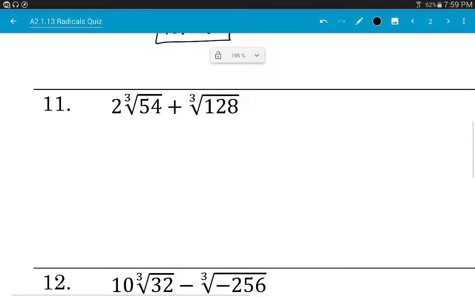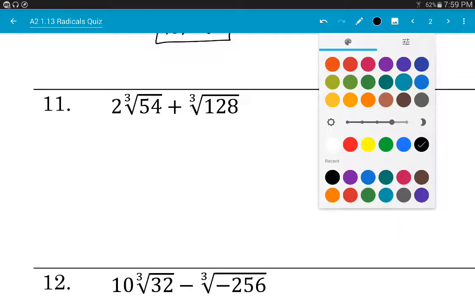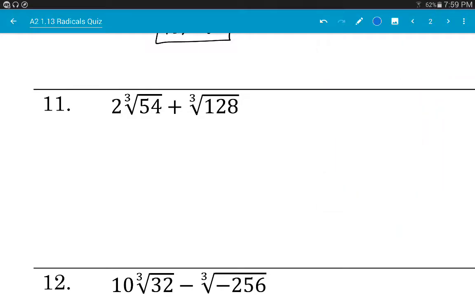Question 11. These are dealing with cube roots now. So I'm looking at the list of cubes. The 54 is going to become 27 times 2, underneath the cube root, with a 2 in front, plus, and underneath this cube root, 128 becomes 64 times 2.